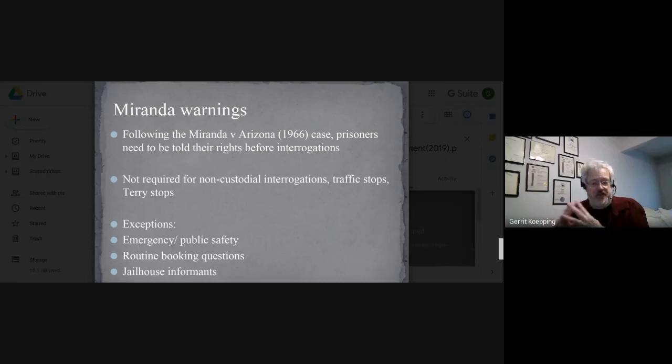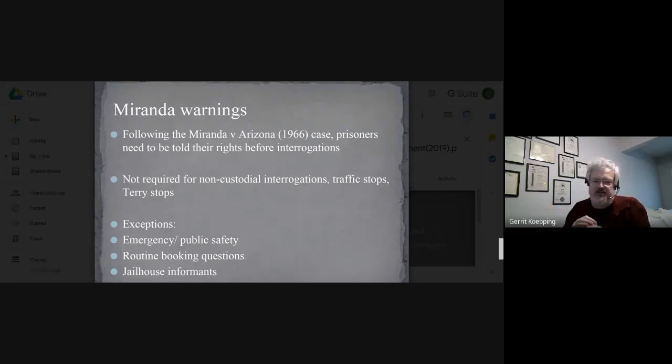Okay, there are some exceptions. Emergency public safety. If the police think you planted a bomb, for instance, in the Boston bombing, one of the suspects, they did not Mirandize him before they interrogated him because they thought he might have planted a bomb somewhere. So they interrogated him before they Mirandized him.